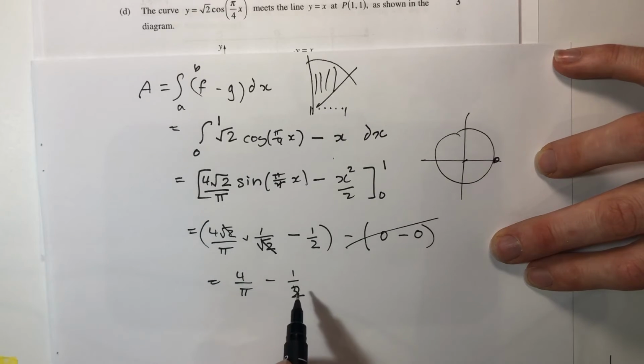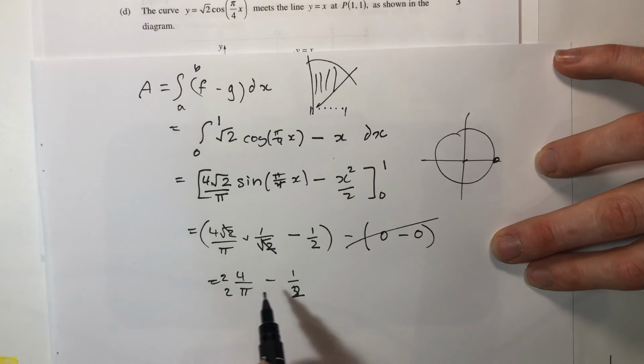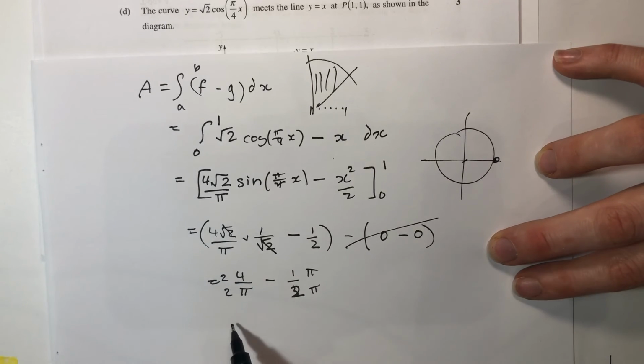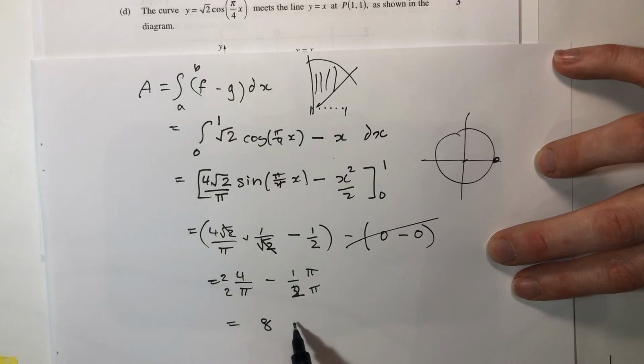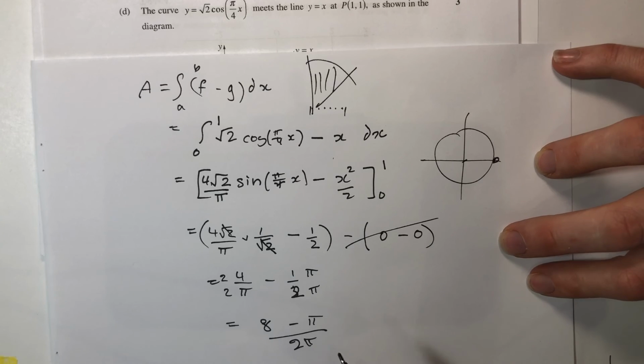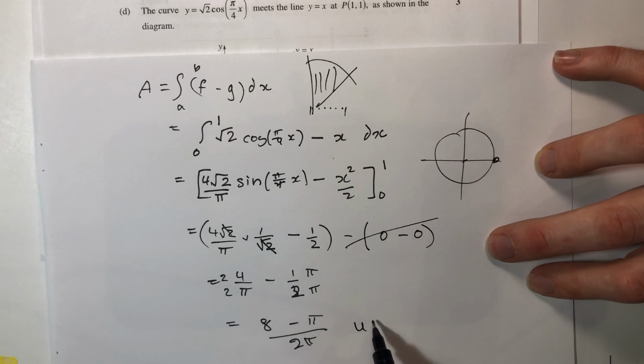I would like to simplify my answer here, so I'm going to times this side by 2 on 2 and this side by pi on pi, which means I can have 8 minus pi on 2 pi as a lovely clean answer. And it was an area question, so I'd better put some units in.